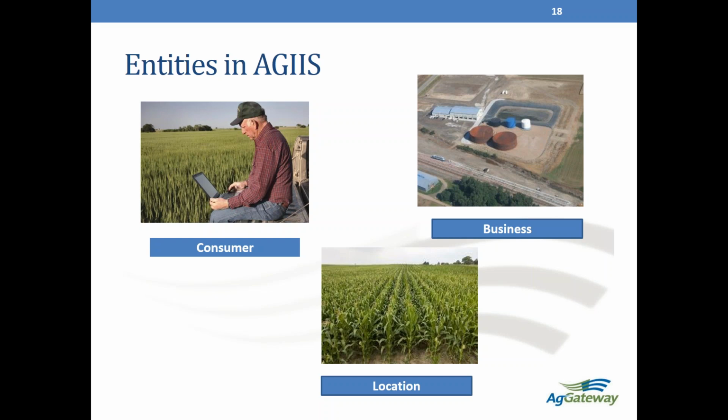There's also businesses, and at a high level of business, it could be an ag retail location, it could be a manufacturing location, it could be a distributor's warehouse. And then there's locations. Today, locations in AGIIS could primarily be a drop point in the fertilizer industry where they're dropping product. It could be a rail siding. It could be a barge terminal. So that's really what makes up the components on the entity side.